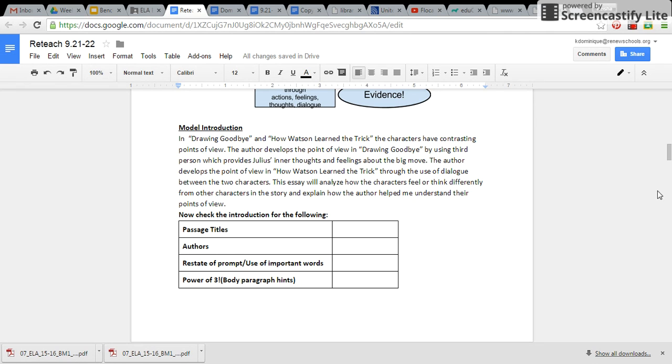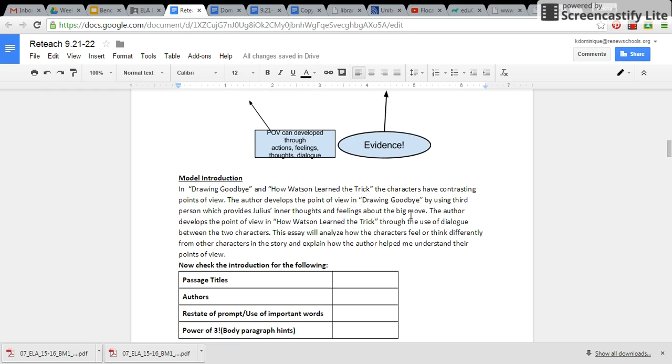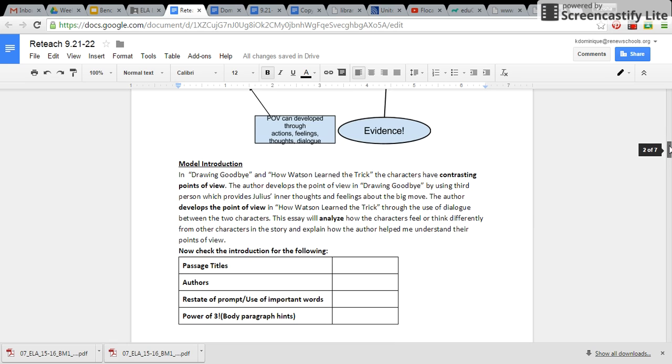Restate the prompt. The important words in the prompt were contrasting points of view, analyze, develop, and I have all of those words, as you can see right here. I have contrasting points of view here. I have developed points of view here in my introduction, and I have this essay will analyze, because I know that is my job, and I have points of view and how the author helped me understand. That also refers to development as well. So I have all of the pieces that my introduction is supposed to have.